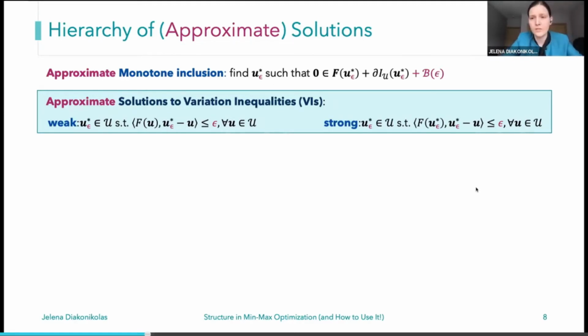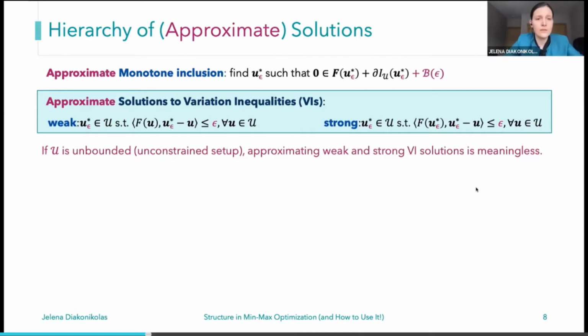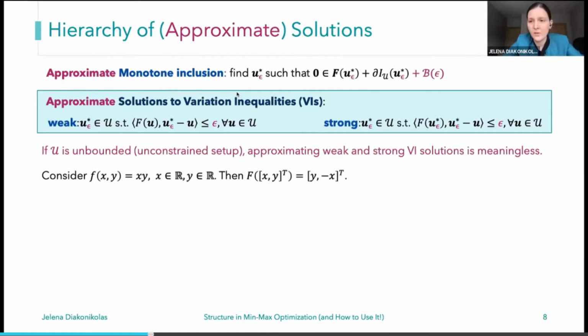Now things become really interesting, because if you had an unbounded feasible set, so just the unconstrained setup, let's say, then doing this stuff is completely meaningless. You really need compactness for something like this. What I mean by that is take a simple example that I mentioned before, just x times y. This will be your monotone operator. And the minimax point for this function, and also a solution to these variational inequalities, is just 0, 0. Take any point that's not 0, 0.